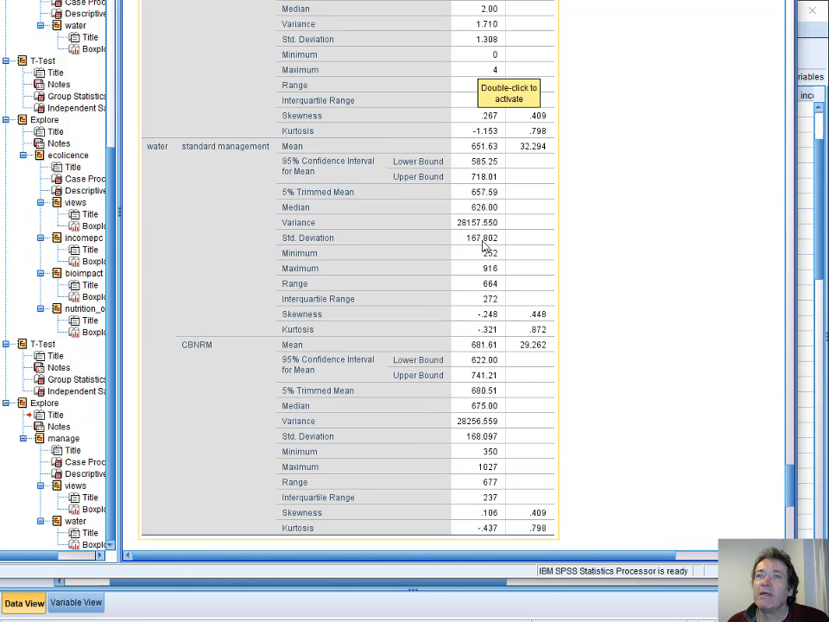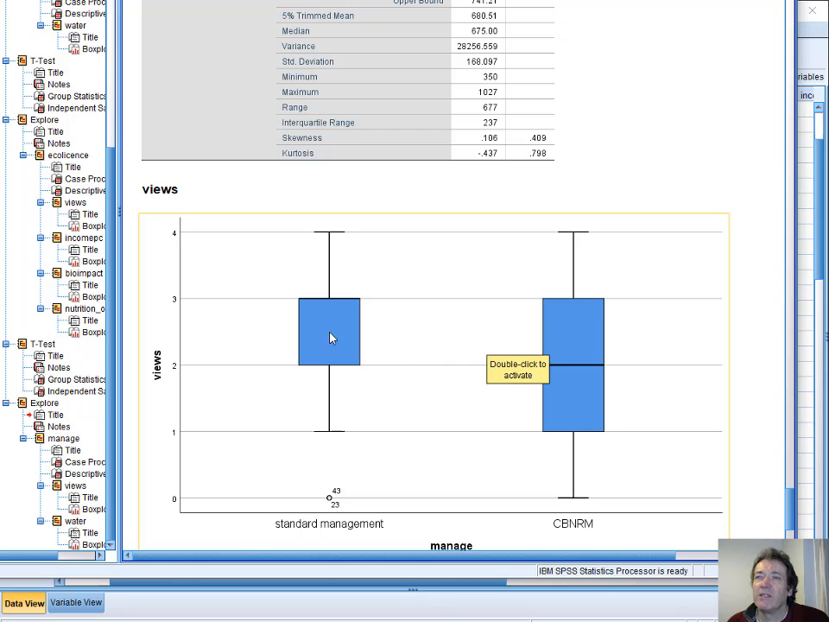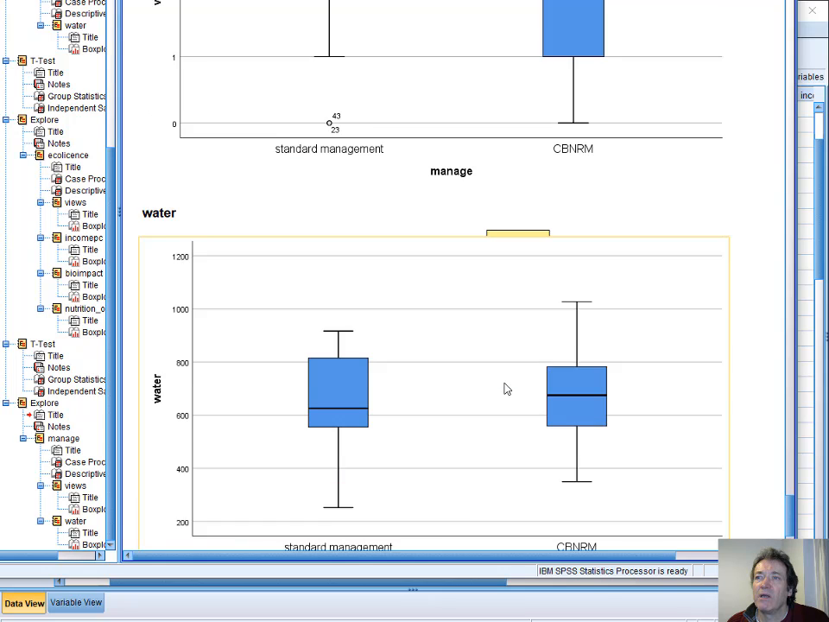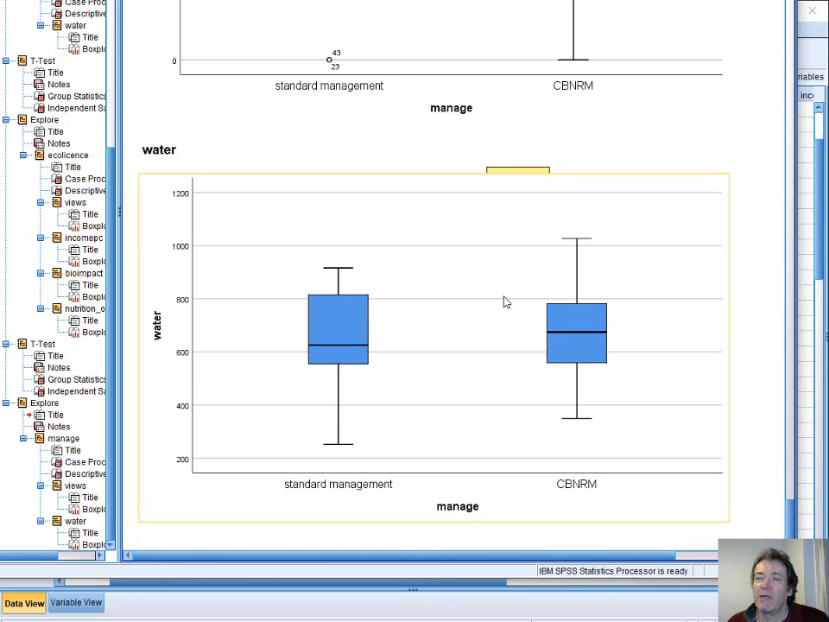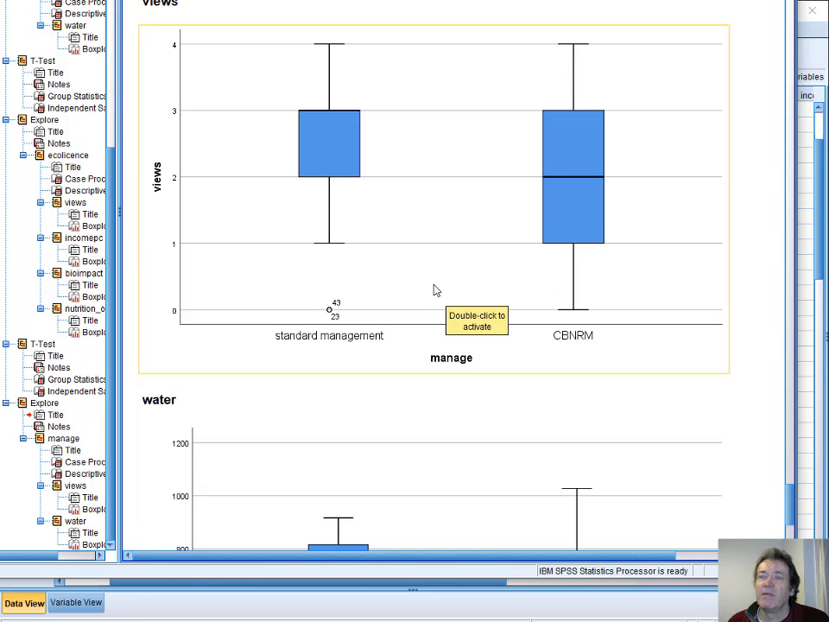How about water use? 651 litres per person there. And again, slightly more. So there's probably not going to be a difference. That's quite close. So that's the difference in views, and that's the difference in water use. That seems quite a big overlap, quite close. So we can just test whether or not these things apply beyond the sample using a t-test.